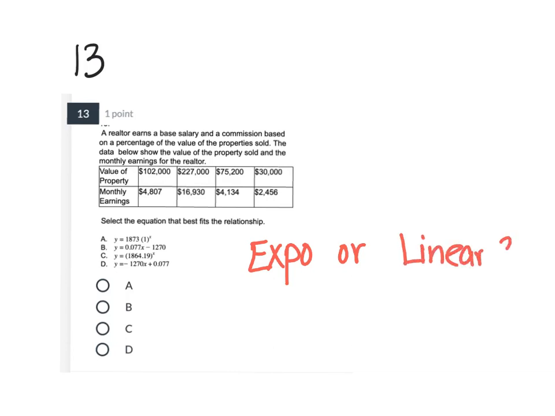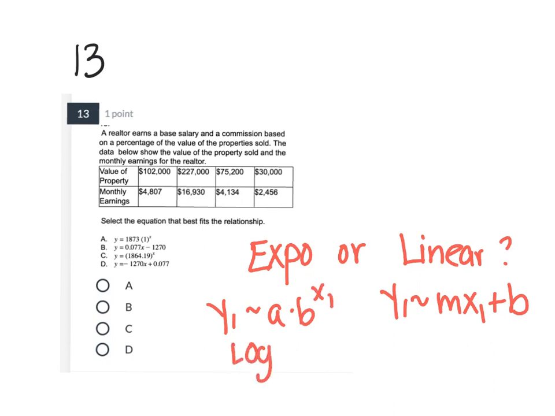So in order to figure out whether it's exponential or linear, we need to add a table. We're going to put in our information. All right, so after we put that information in, we need to decide linear or exponential. So linear, remember, is y1 squiggle mx1 plus b. Exponential is y1 squiggle a times b raised to x1. Make sure you click log mode.